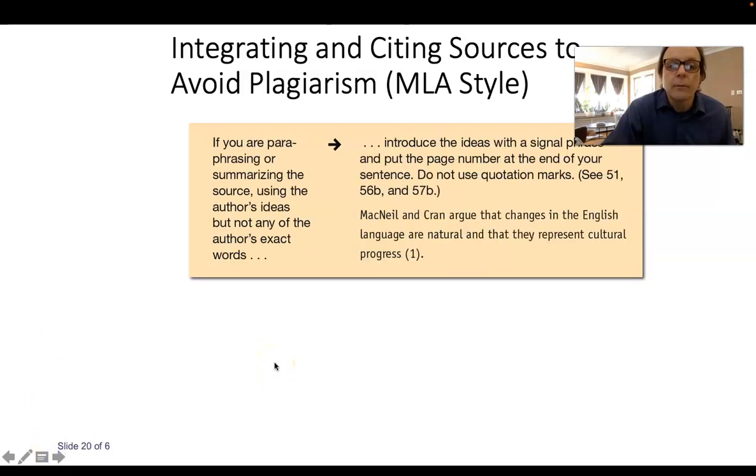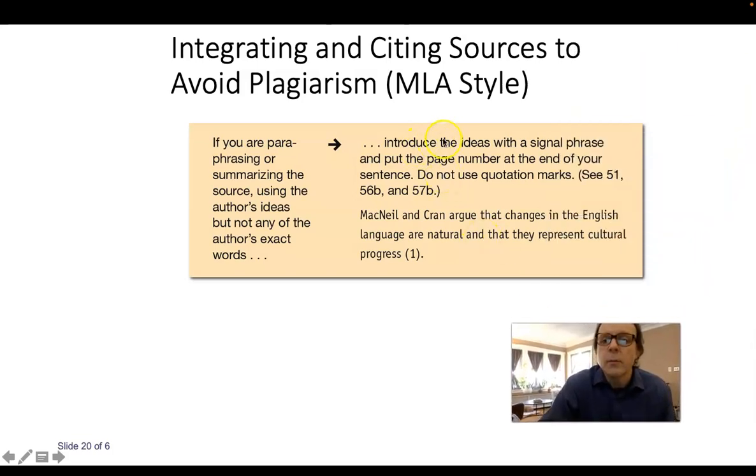And then if you're paraphrasing or summarizing the source, using the author's ideas, but not any of the exact words, you still want to give credit. So it sounds like you wouldn't, but introduce the ideas with a signal phrase and put the page number, just like we did before, right? McNeil and Cran argue that changes, so they mention that they're borrowing these ideas from McNeil and Cran, but they didn't use any of their exact words. They summarized it. Remember, there's 3 ways to avoid plagiarism. One is to do direct quotation, one is to summarize, and one is to paraphrase. So we're doing summary here.